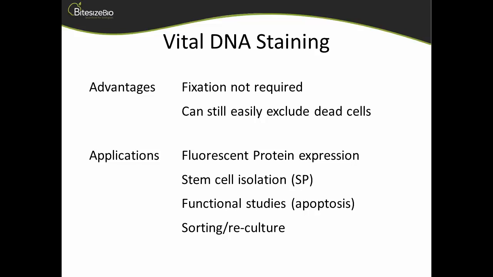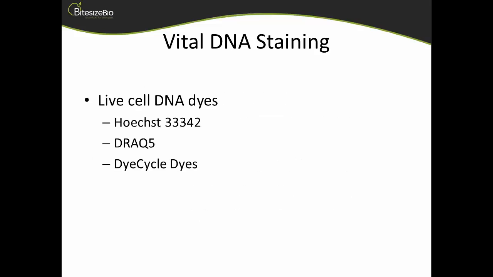Isolating stem cells by looking at the DNA content has been very popular using the so-called SP, or side population, assay. Sometimes we want to look at functional studies such as apoptosis, or we may want to reculture the cells. We want to sort them according to DNA content and go away and do something with those cells. And as I mentioned at the beginning, there are a limited number of dyes that allow us to do this.